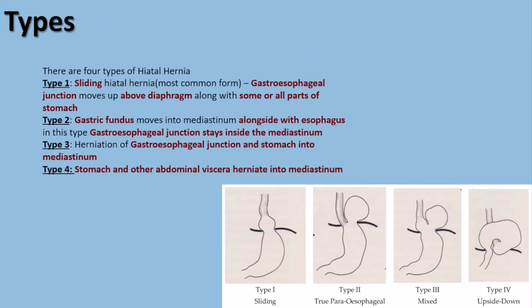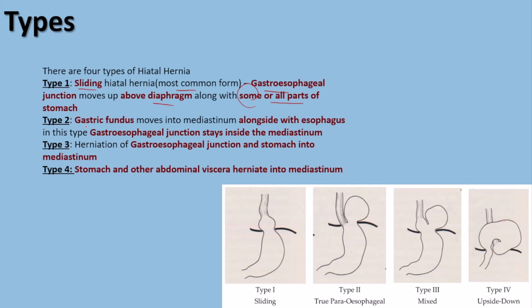So what are the types of hiatal hernia? We have four types. The first one is a sliding hiatal hernia, which is the most common form, and this is where we have the gastroesophageal junction herniated through the esophageal hiatus above the diaphragm, and along with that we have some or all parts of the stomach herniated through the same opening up to the thoracic cavity.